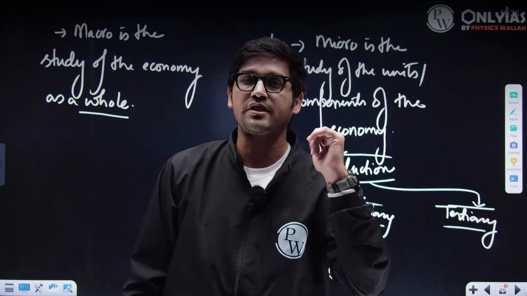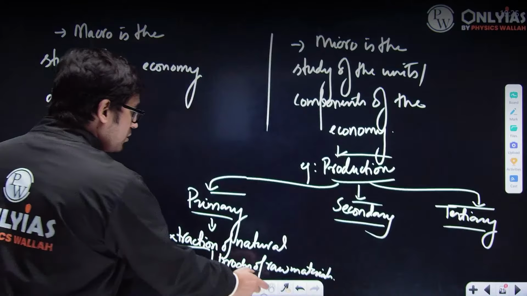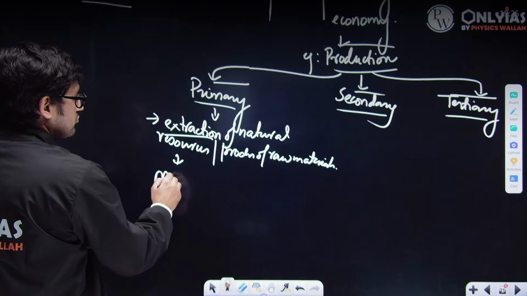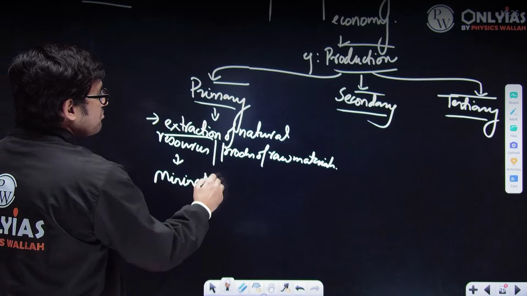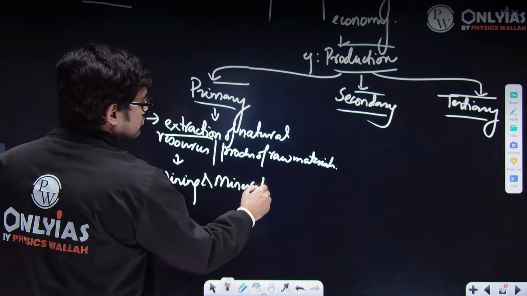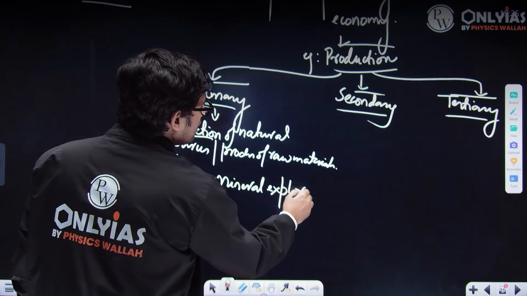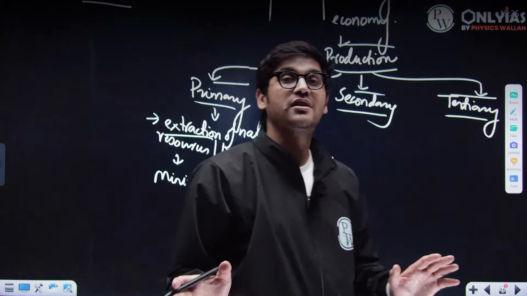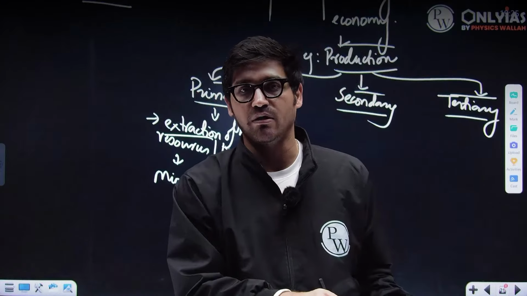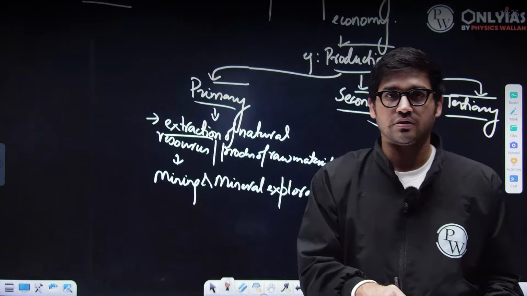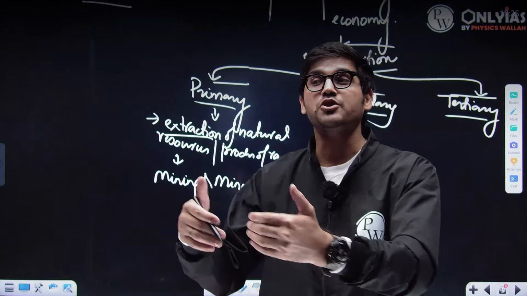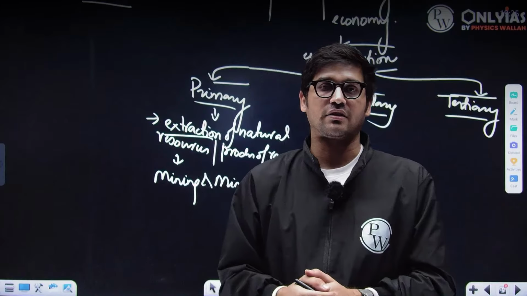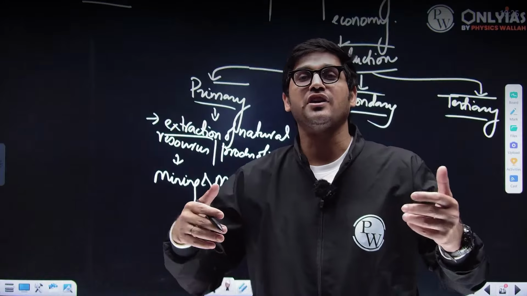What do we do to extract resources? We do a lot of mining to extract resources. Mining and mineral exploration. For example, gold. Human beings don't produce gold. Gold is a resource which is naturally available. Now, somebody has to go and extract gold. Iron, for that matter. Iron is produced naturally.